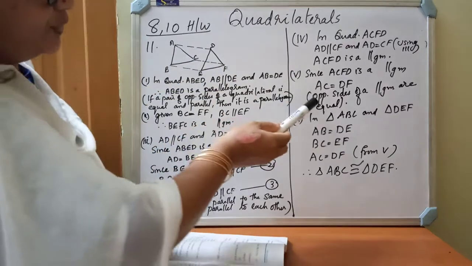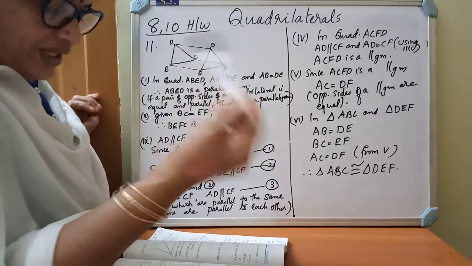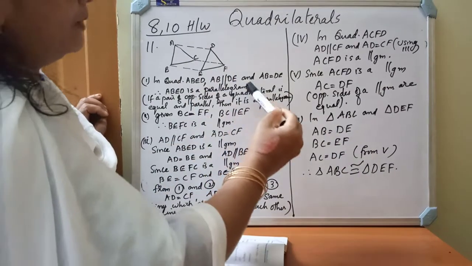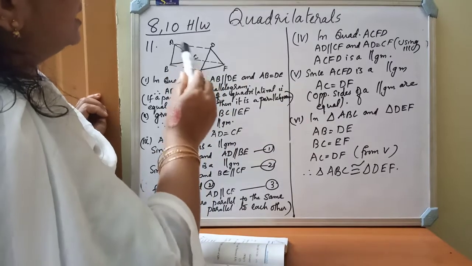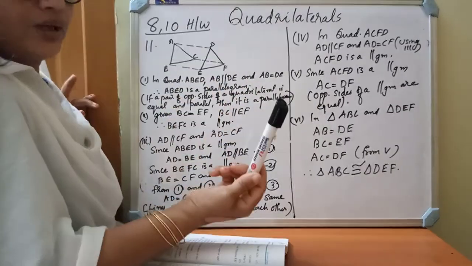What is the fifth one? The fifth one, they ask you to prove AC equal to DF. AC equal to DF means ACFD is a parallelogram. So automatically AC equal to what? DF. Opposite sides of a parallelogram are equal.